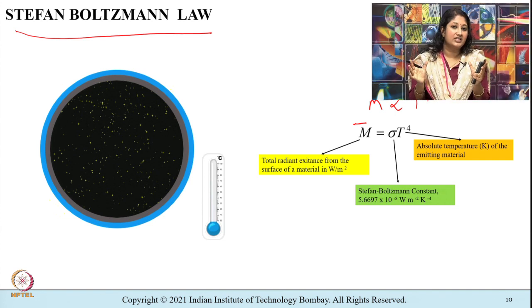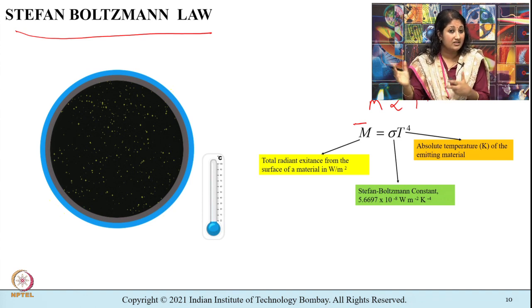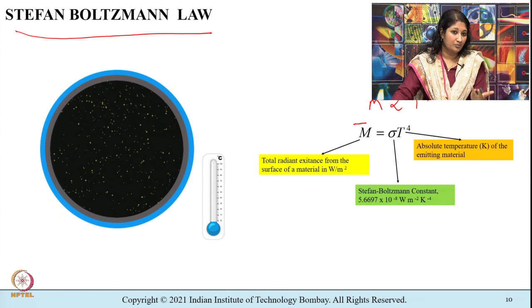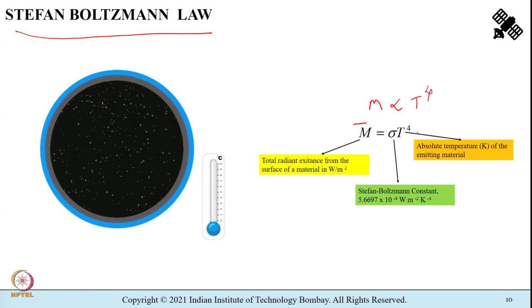The total amount of energy an object or a body radiates, among other things, is a function of the surface temperature of the object or the body, and this is expressed as the Stefan-Boltzmann law, M equals sigma T to the power 4. Here sigma is the Stefan-Boltzmann constant, and M is the total radiant excitance from the surface of a material, measured in watts per meter square. By now I hope you understand what radiant excitance is, and capital T is the absolute temperature in Kelvin of the emitting material. Mathematically, the Stefan-Boltzmann law shows us that the higher the temperature of the radiator, the greater is the total amount of radiation it emits.